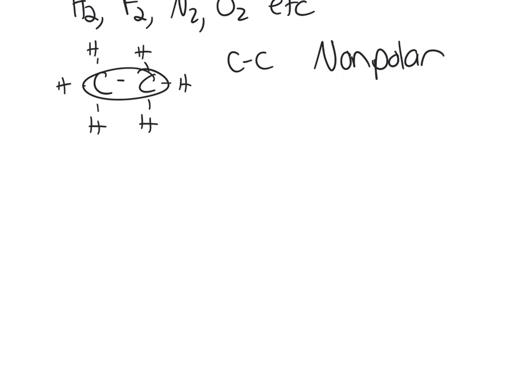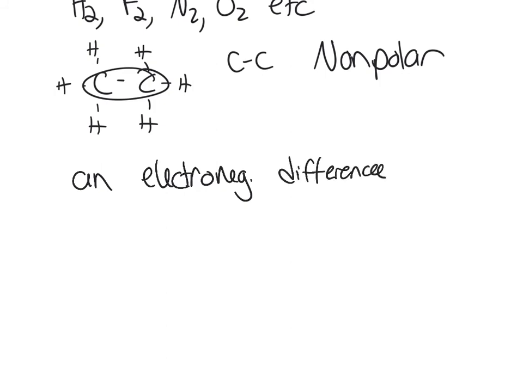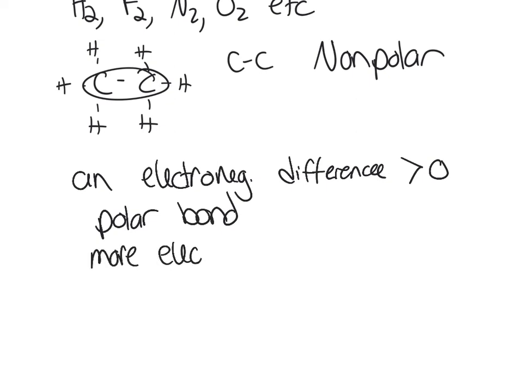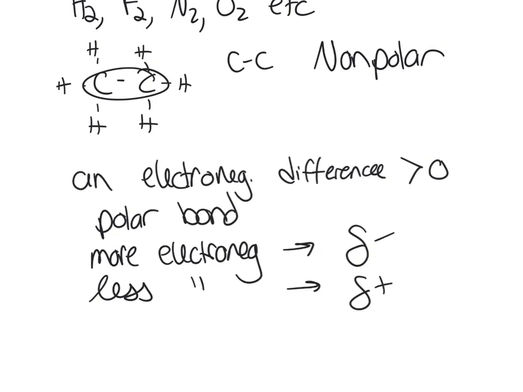Okay, there we go. An electronegativity difference that's greater than 0 is going to give you a polar bond, which means there's a distribution of charge across the bond, okay? The more electronegative one is the one that's partially negative, and the one that's less electronegative is the one that's partially positive, okay?